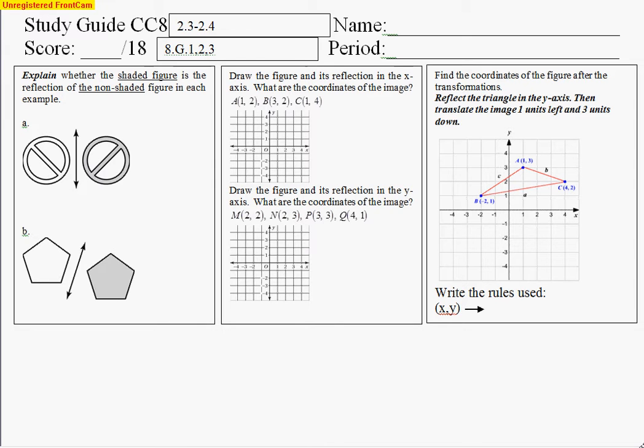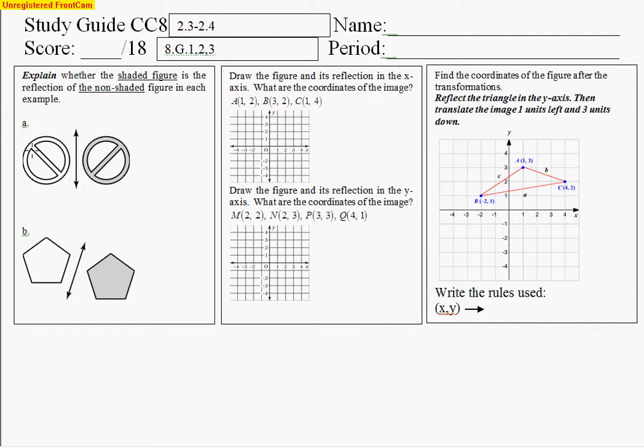These are the solutions for the study guide for Chapter 2, Section 3, and Chapter 2, Section 4 quiz. And so let's take a look at the first type of problem. It's going to ask us to determine or explain whether the shaded figure is the reflection of the non-shaded figure. And so as we look at that, what we're looking for is a mirror image.